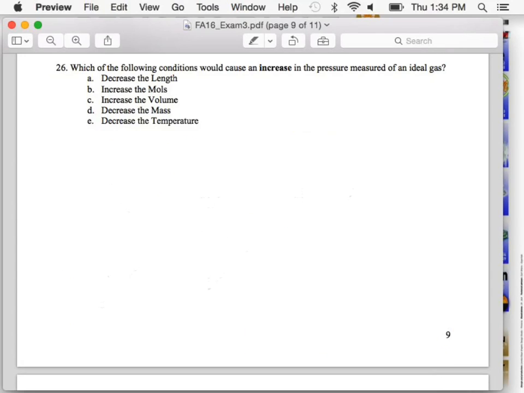You're fine. Which of the following conditions would increase the pressure measured of an ideal gas? Okay. This is where, again, I would go back to the ideal gas law. You could go through and reason your way through the bits and pieces of it. Okay, but what I said I remembered, I actually memorized PV equals nRT. So pressure equals nRT over volume.